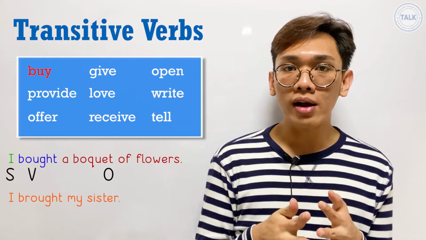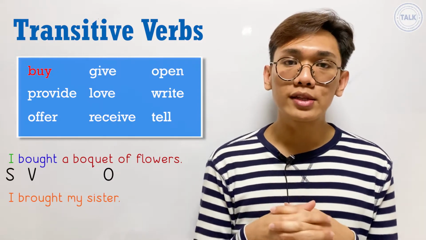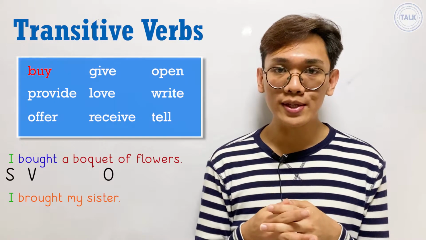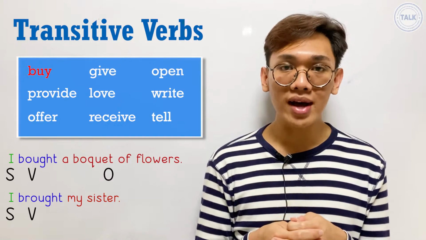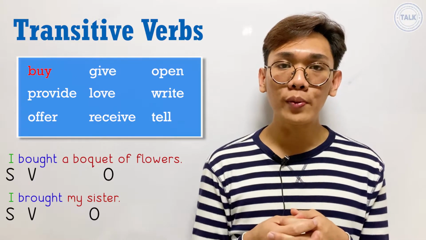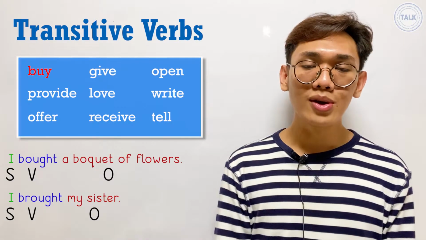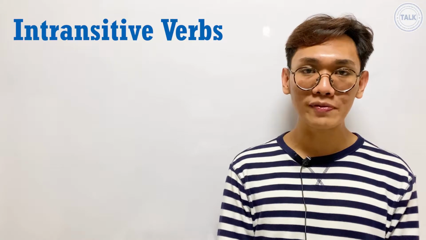Next, I brought my sister. So in that sentence, I is your subject, brought is your verb, which is a transitive verb, and my sister is a noun or pronoun, which is the object. Okay, I guess that's enough for our discussion on transitive verbs. Now proceeding, we have what we call intransitive verbs.